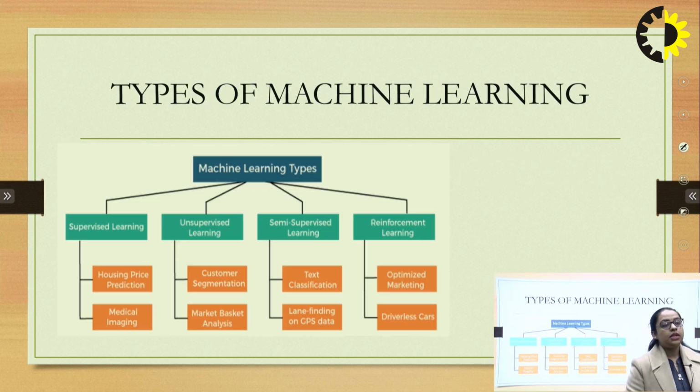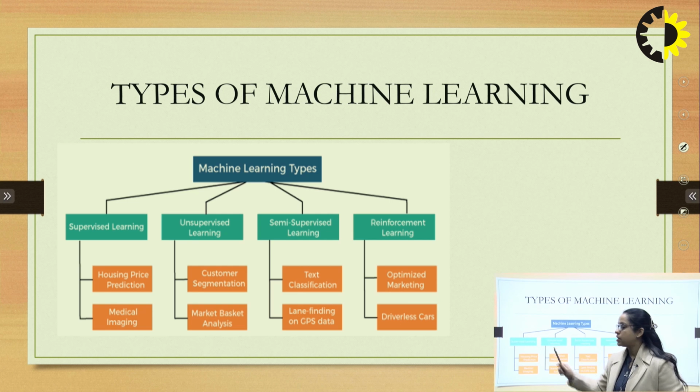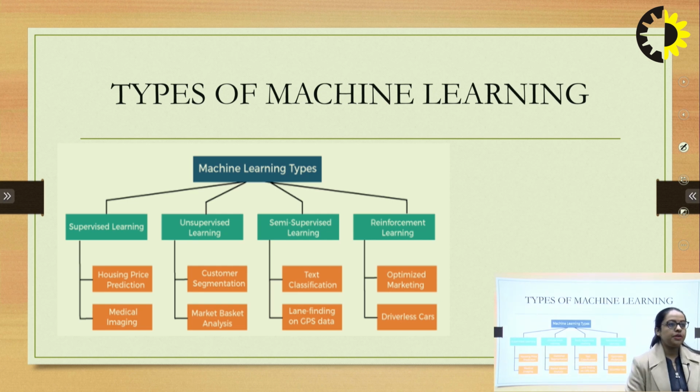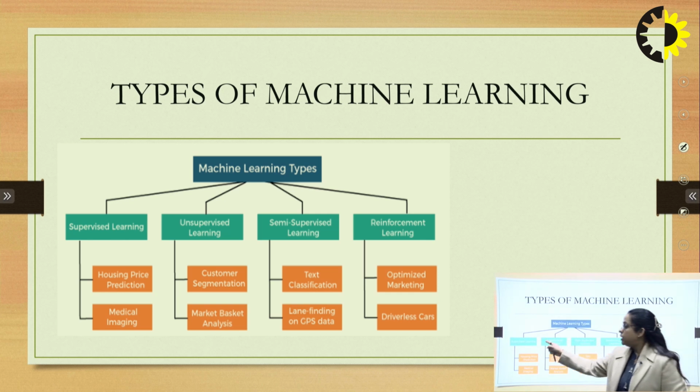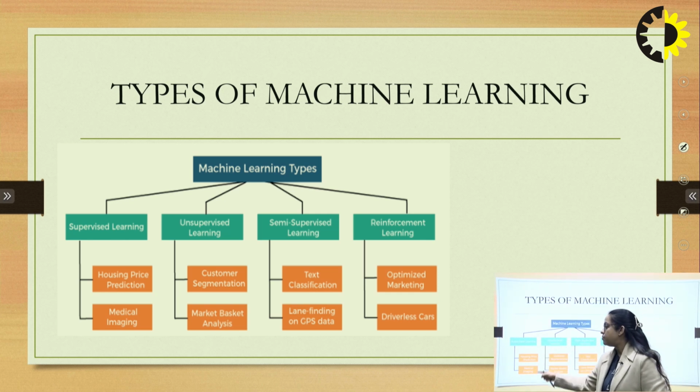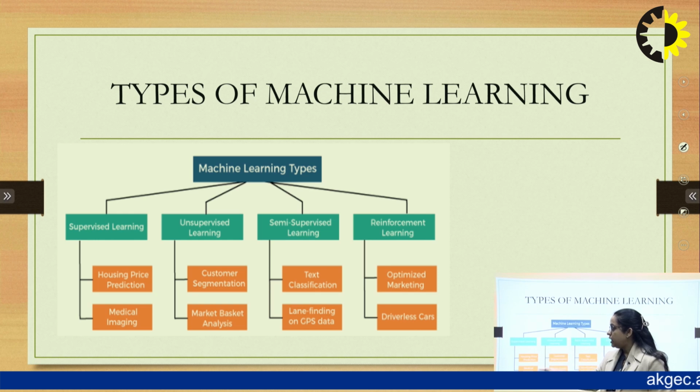Then, what are the different types of machine learning techniques we have? There are 4 different types of machine learning algorithms. First is the supervised learning algorithm. Next, the unsupervised learning algorithm, the semi-supervised learning algorithm, and the reinforcement learning algorithm. One by one, we will discuss each of them, and from the very start, we will discuss the supervised learning algorithm.